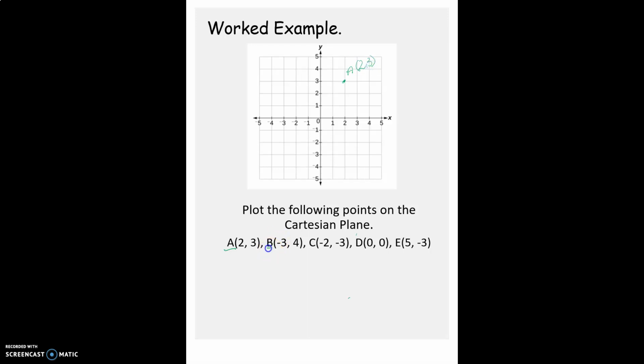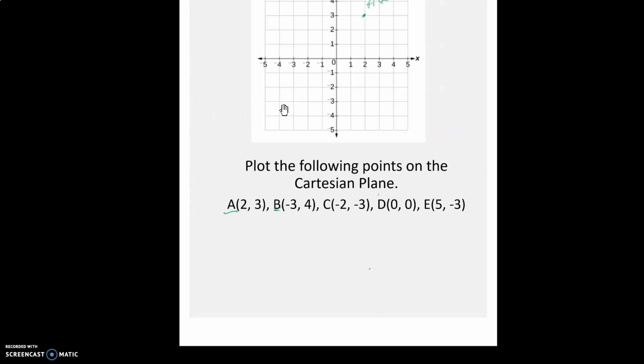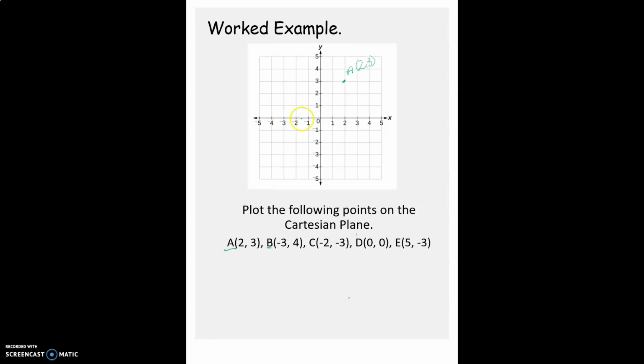B is located at -3, so we go 1, 2, 3 down, and then we need to go up 4. So down 3, 1, 2, 3, okay, and then up 4, 1, 2, 3, 4. And we put our B point in. And again, we indicate with -3 and 4.